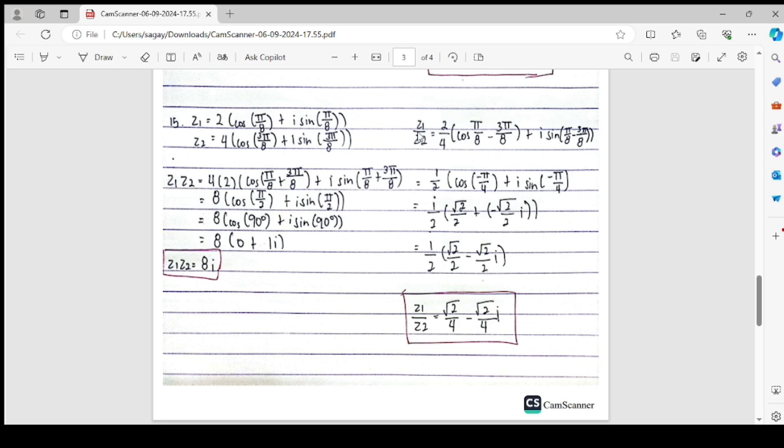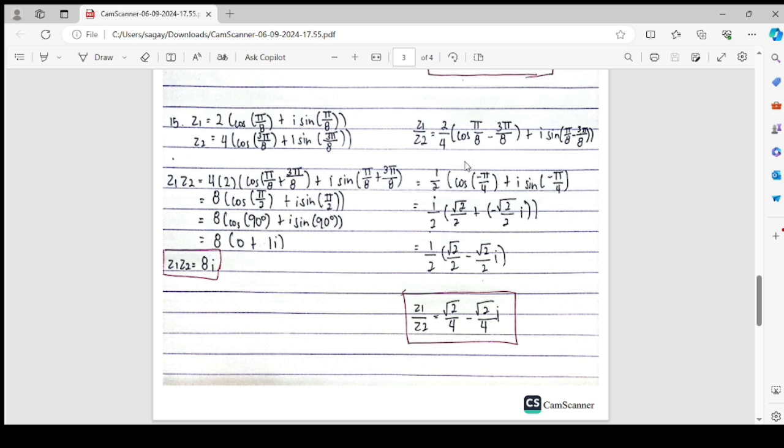So we use z1 over z2 is equal to 2 over 4 cosine pi over 8, and now we use the minus sign. If we are multiplying or getting the product, we use the positive sign, and if we're getting the division, we will use the negative sign. So cosine pi over 8 minus 3 pi over 8 plus i sine pi over 8 minus 3 pi over 8. So it's the same.